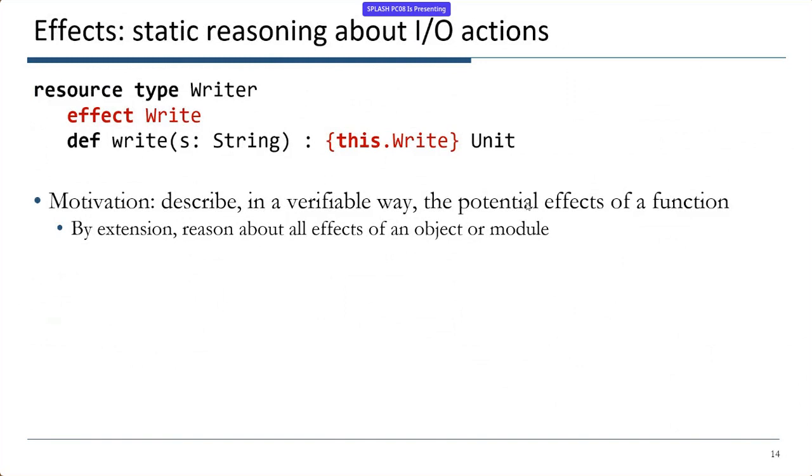So we have effects. Effects provide a way of static reasoning about I/O actions. So you can have a writer and then an effect write, and then the write function can have an effect annotated on it. The motivation here is to describe in a way that we can statically verify the potential effects of a function. And by extension, we can reason about all the effects of an object by looking at the effects of its methods or a module, etc.